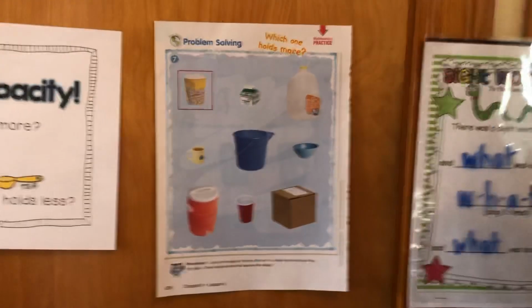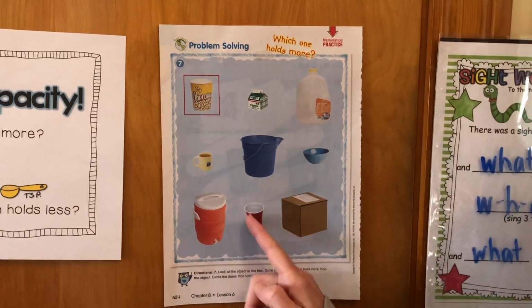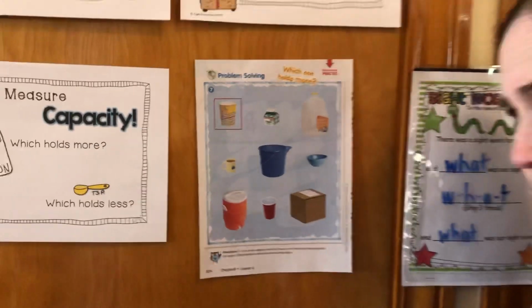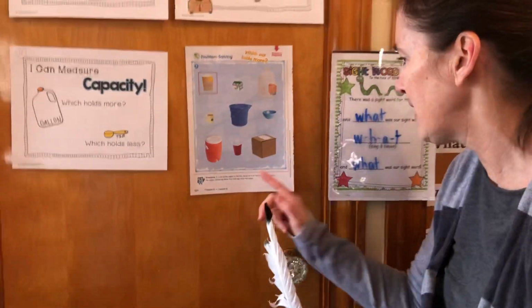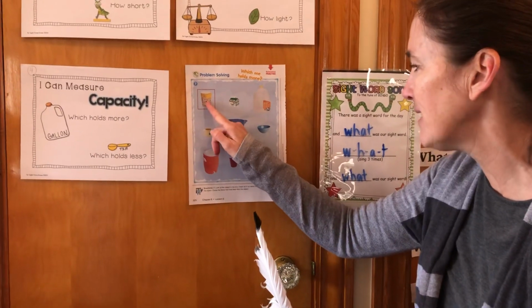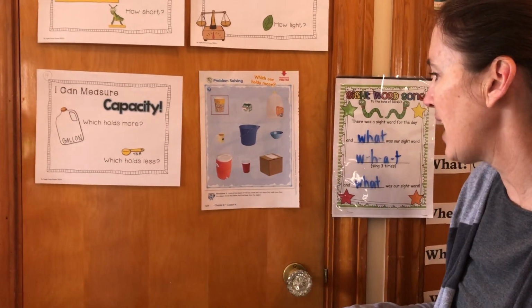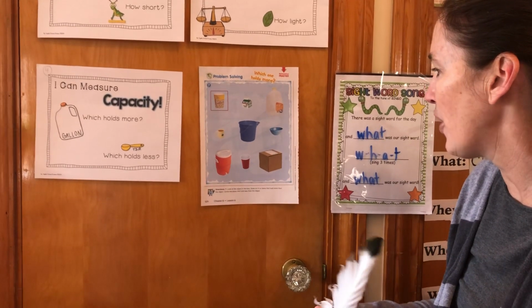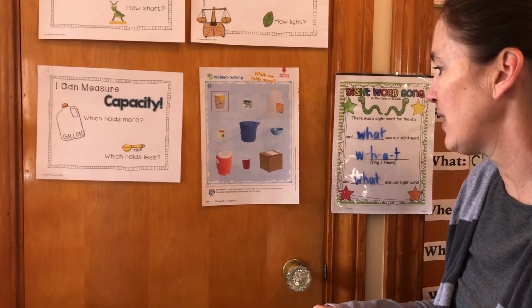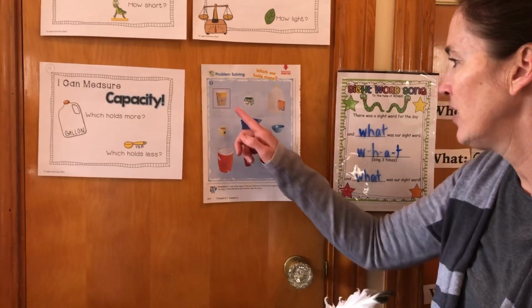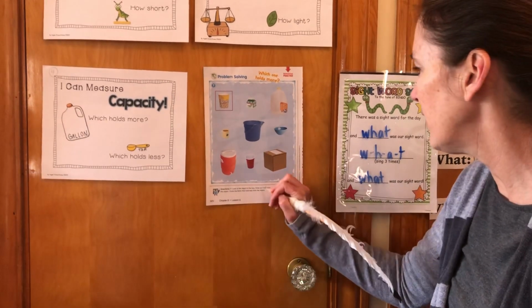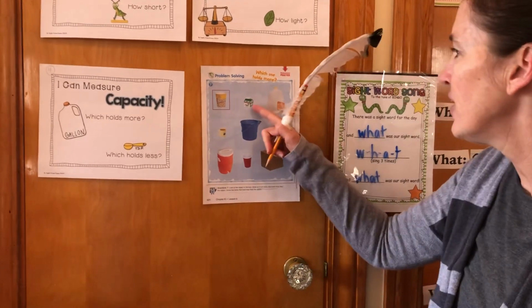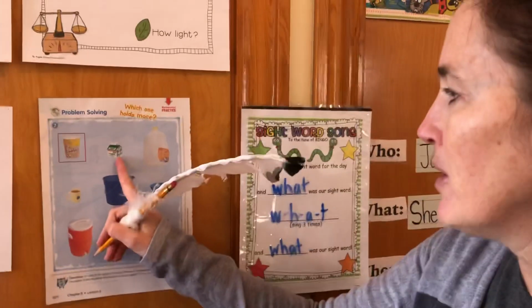Then they would like us to look at all the other objects on the page, and we're going to compare it to that. But they tricked us on this page, so I'm so glad I read the directions, because it says, look at the object in the box and compare that with the other objects. Draw an X on the items that hold more and circle the items that hold less. So this is going to be confusing. I'm going to underline this. X more, circle less.